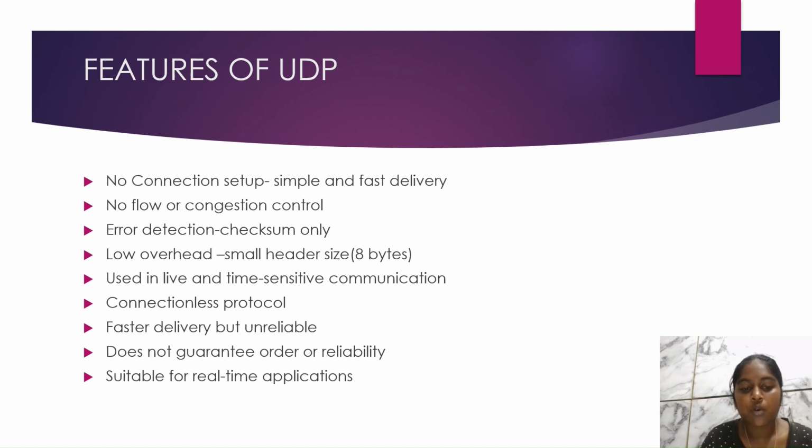It is a connectionless protocol and it is also fast for delivery and unreliable. It doesn't guarantee the order or reliability. These are the features of UDP: no connection setup, no congestion control, error detection, low overhead, and it is used for time-sensitive communications. It is connectionless, with fast delivery, not guaranteed or reliable, and suitable for real-time applications.